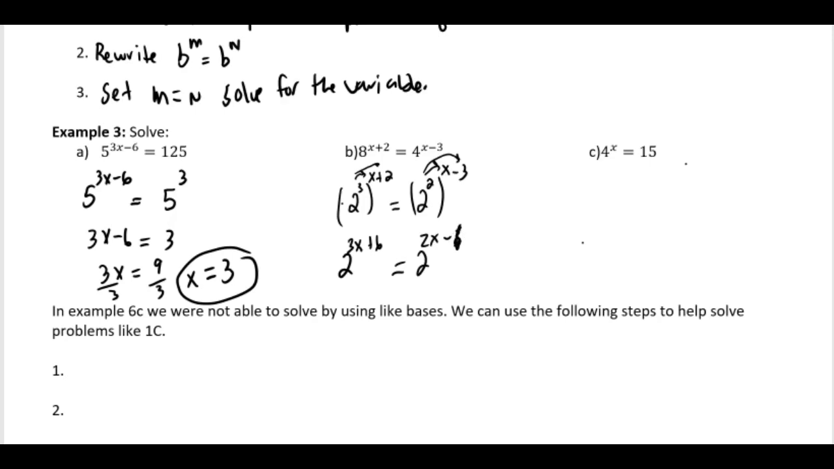They have the same base, so we can set the exponents equal to each other. So I'm going to subtract 6, and I'm going to subtract 2x. So I get x is equal to negative 12.